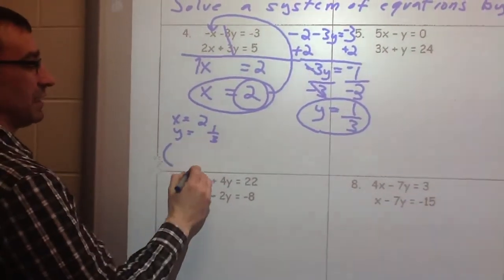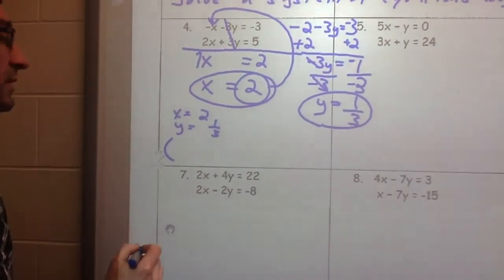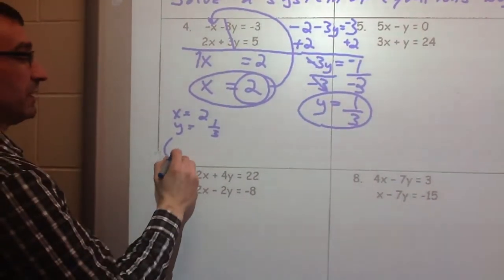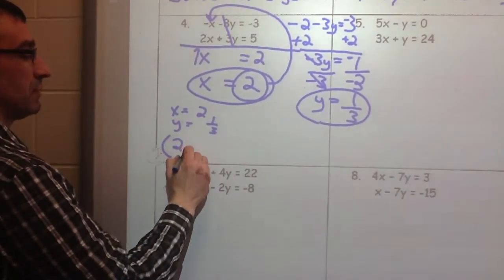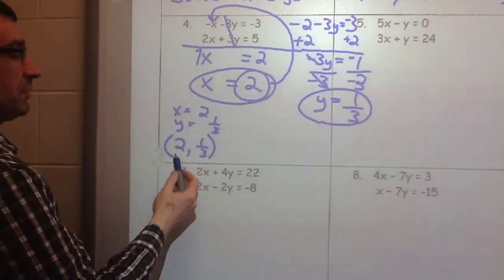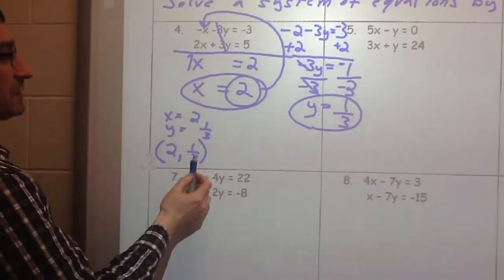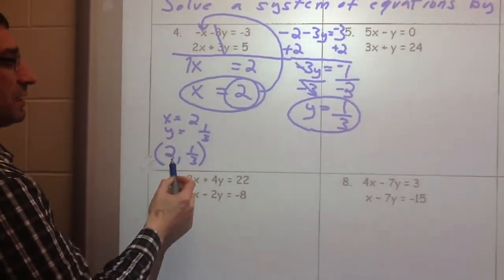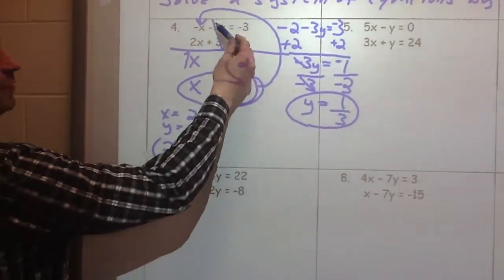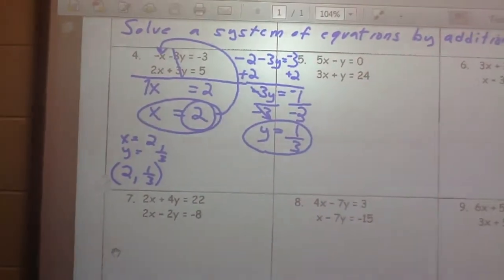We can write that as an ordered pair representing the point that the two lines might cross on a graph. And so we would write (2, 1/3), again remembering that ordered pairs always go x, y. So x is 2, y is 1/3. And that's the set of x and y values that make both equations true at the same time. And that's how to solve a system of equations by the addition method.